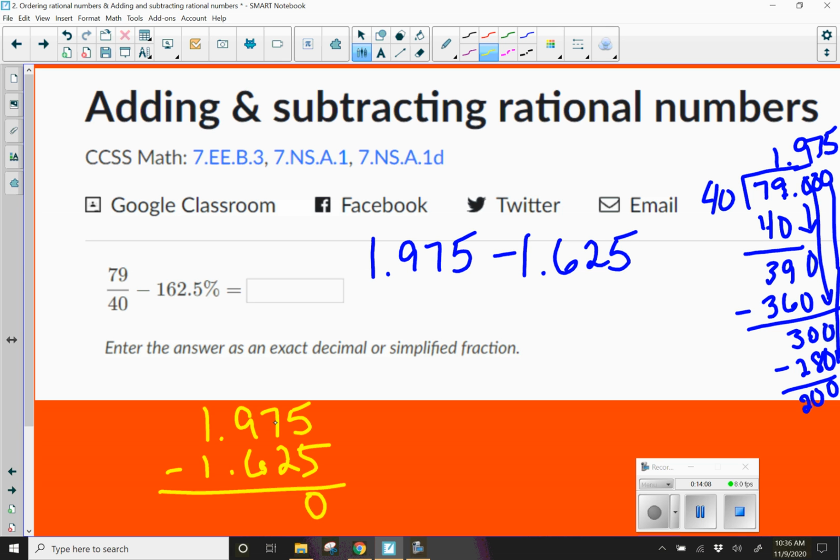5 minus 5 is 0. 7 minus 2 is 5. And 9 minus 6 is 3. So that leaves us with an answer of positive 0.35 or 0.350. Either is fine. That 0 on the end is just a placeholder.